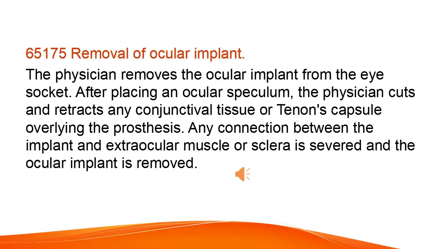Removal of ocular implant. The physician removes the ocular implant from the eye socket. After placing an ocular speculum, the physician cuts and retracts any conjunctival tissue or Tenon's capsule overlying the prosthesis. Any connection between the implant and extraocular muscle or sclera is severed and the ocular implant is removed.